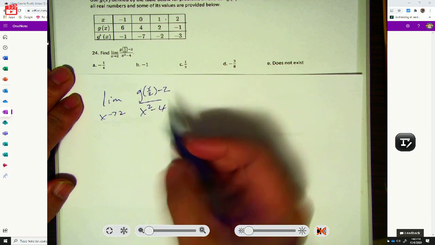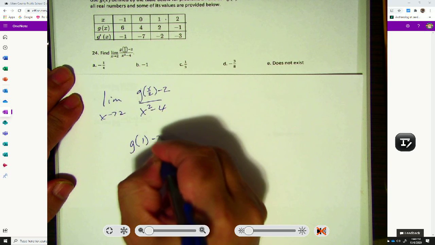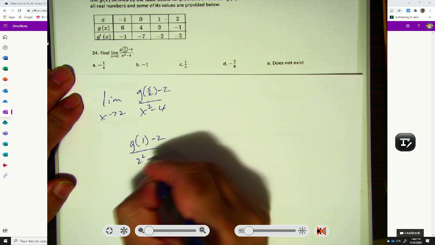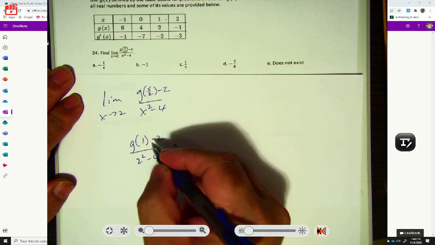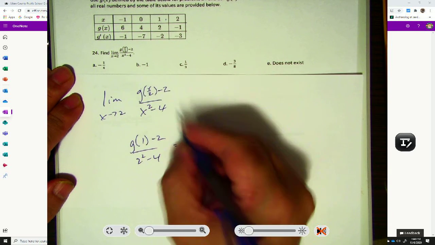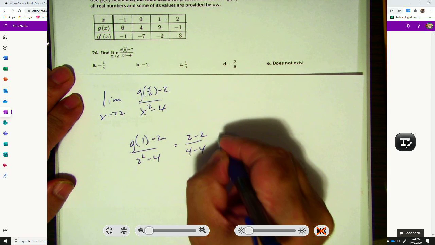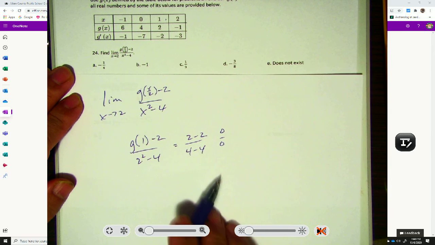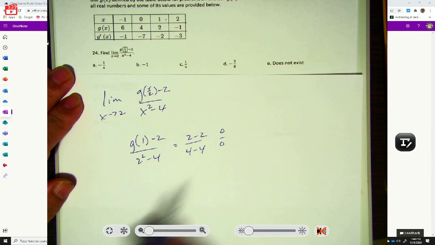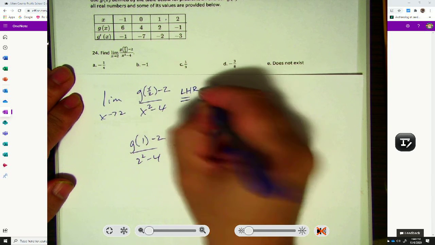When I plug it in, that ends up being g of 2 over 2, which is g of 1, minus 2 over 2 squared minus 4. Here g of 1 is 2, so that's 2 minus 2, and 4 minus 4. What you have is 0 over 0. This is an indeterminate form, where you can apply L'Hopital's rule. So I am going to apply L'Hopital's rule.